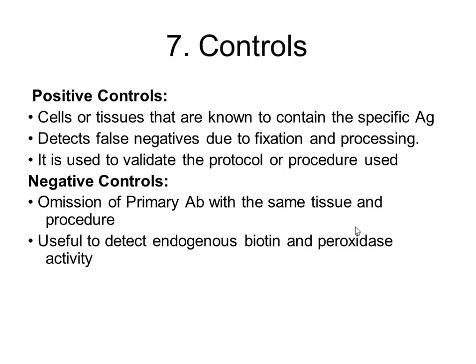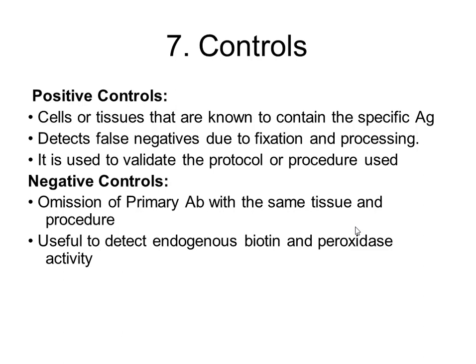Seven: controls. Each marker used in human tissue must have positive and negative controls, for each reaction which we make in immunohistochemistry. Positive control: what is it? Cellular tissue that is known to contain the specific antigen. It detects false negatives due to fixation and processing. It is used to validate the protocol or procedure used. So we must have a positive control.